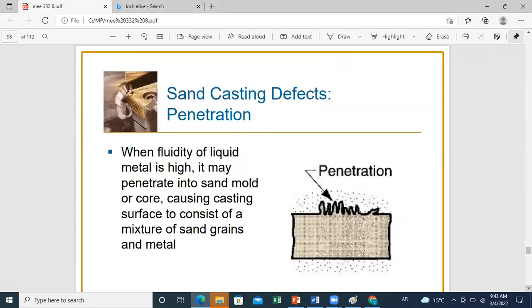Now, another defect that is characterizing sand casting is penetration. You know that sand is not very hard or solid. So if you have a molten metal characterized by a high fluidity, what can take place is that the molten metal can penetrate into the sand mold because sand is not very rigid, and this will cause the casting surface to consist of a mixture of sand grains and metal. As you can see here, you have some penetration effects which will alter the surface characteristics. So of course, at the end of the process, you should trim this part.